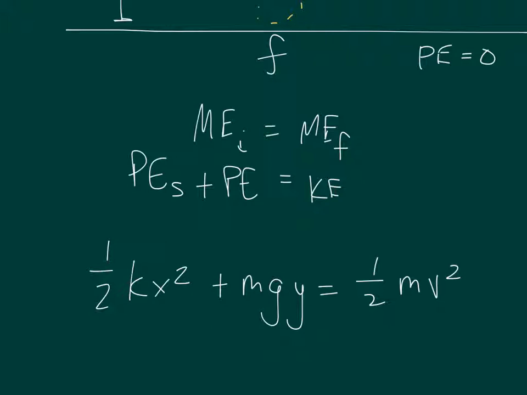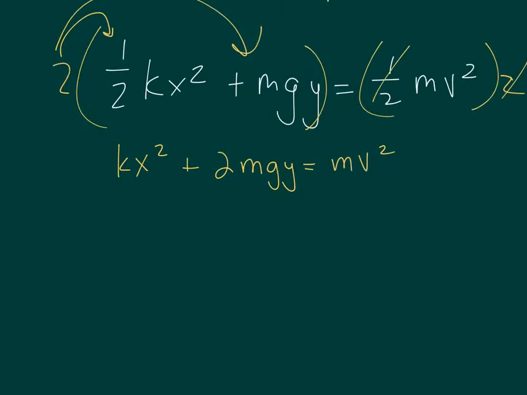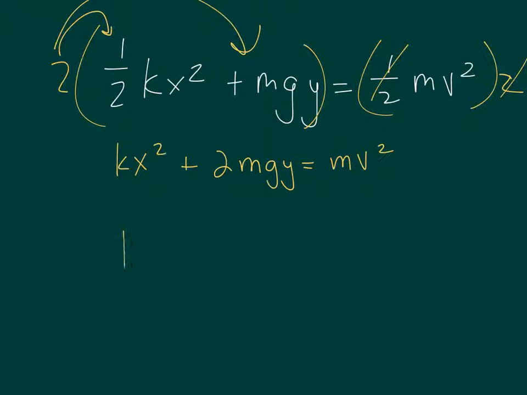Start by multiplying by 2. Very good. And then? Multiply by 2 to start. The 2 and the 1/2 cancel. Now this 2 has to get distributed to both, so it cancels with the 1/2 from the 1/2 kx squared portion, but it still gets applied to a 2 mgy here. And then as Ant mentioned, we're going to then divide by mass.